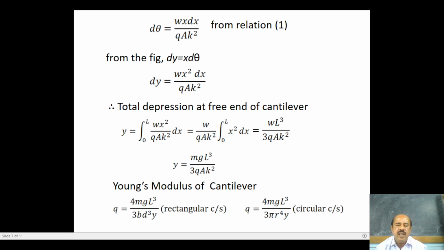If you want the expression for different cross sections, you only have to write their concerned geometrical moment of inertia formula. Thereby you will get the expression for the Young's modulus for rectangular cross section and also for circular cross section. This concludes today's session.